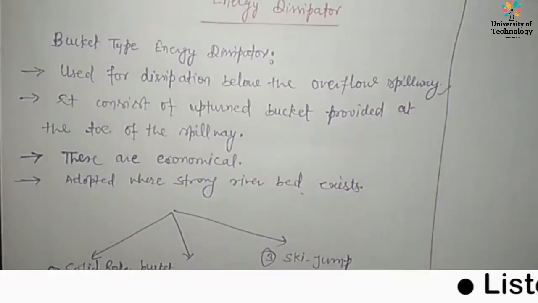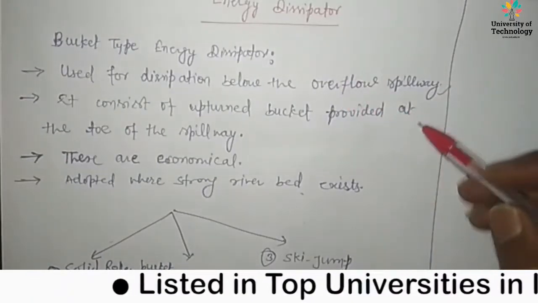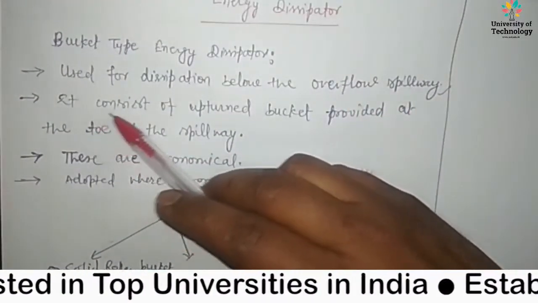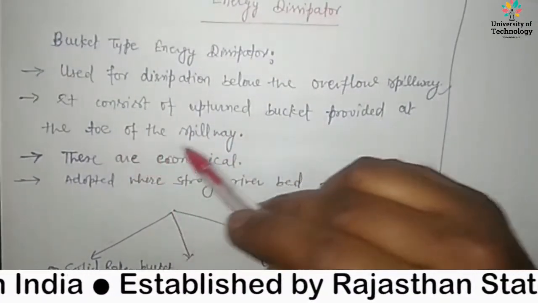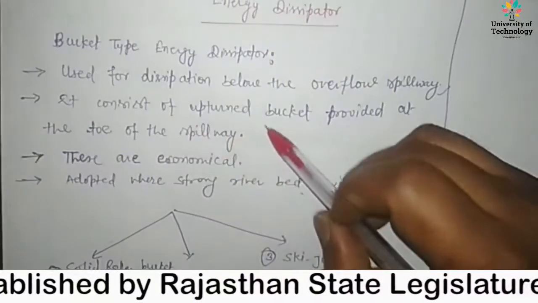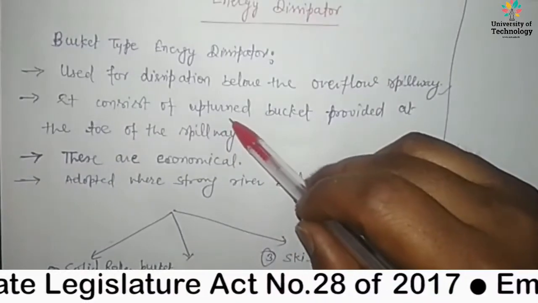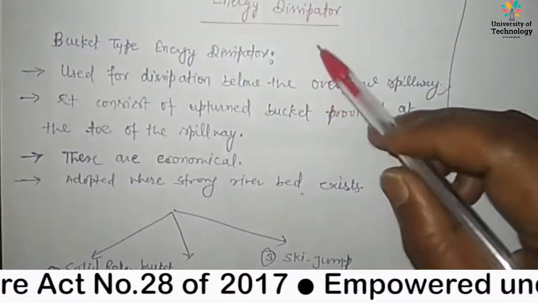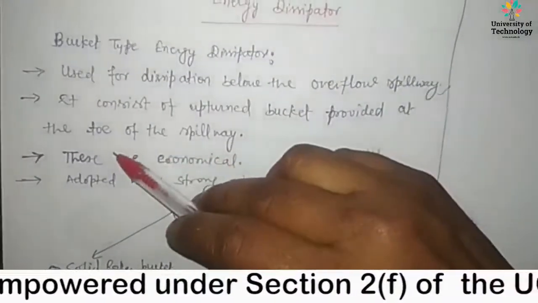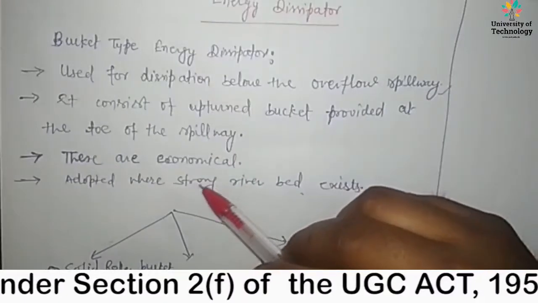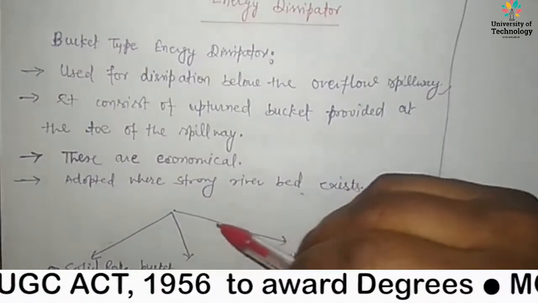These are used for dissipation below the overflow spillway, meaning ogee type flow. Second point is it consists of an upturned bucket provided at the toe of the spillway, a curved shaped bucket. In the bucket type energy dissipator, the bucket is provided at the toe of the spillway. Toe side means the downstream part of the spillway.